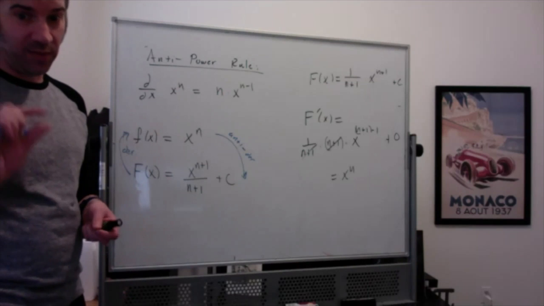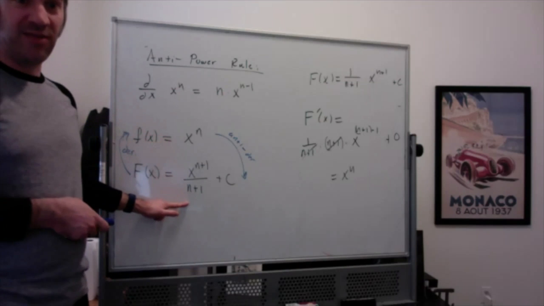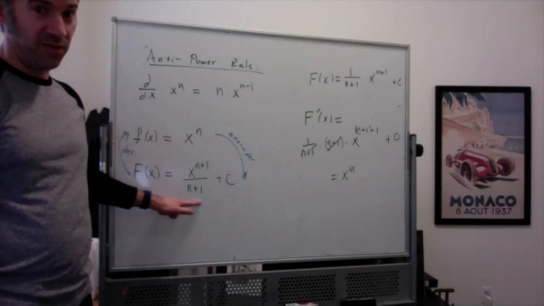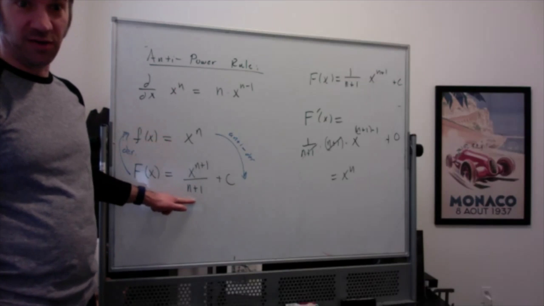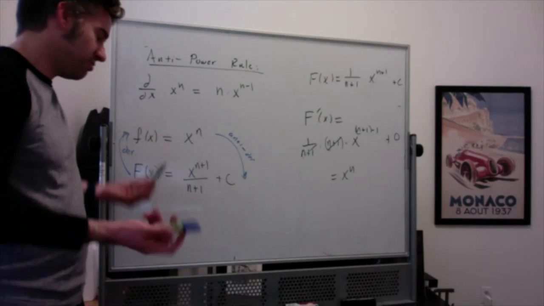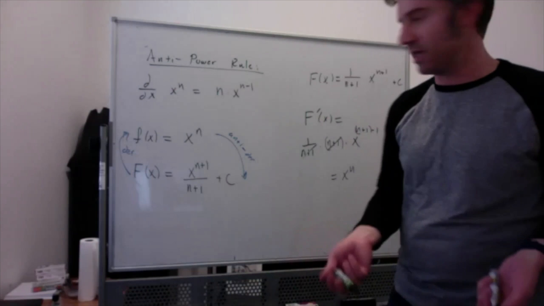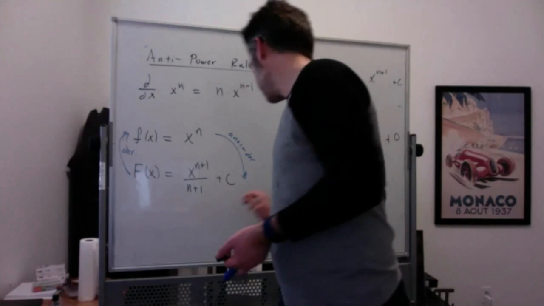Now, I will mention, because it's important, there is a value of n that this doesn't work for. Can anyone think of a value of n that might make this a big old problem if you divide it by n plus 1? -1. Right. So this anti-power rule is true except for when n is equal to -1.